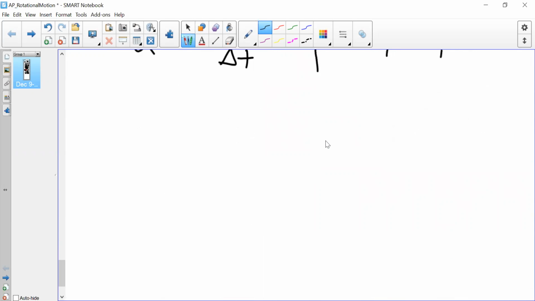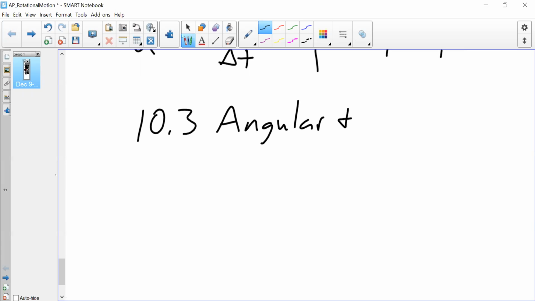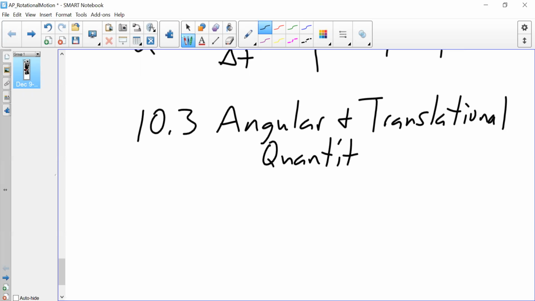Rotational kinematics. Okay. So that was the rotational kinematics for section 2. Again, we're going to come back to it with examples later on tomorrow. Section 10.3, I got my angular and translational quantities. Okay, so turn to that.